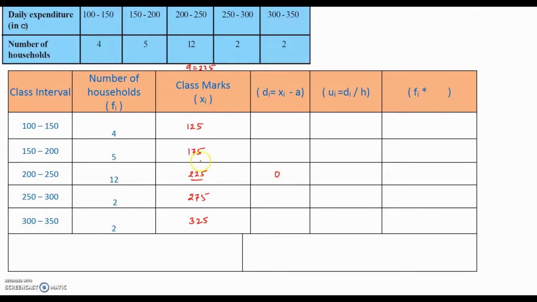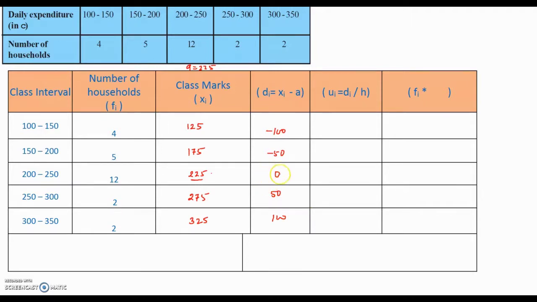Okay, what are the deviations? 175 minus 225. So that will be minus 50. This will be minus 100. This will be 50 and 100. The reason an assumed mean is taken midway is because some of them will be negative, some of them will be positive. So when you sum them up later on, it will be easier to handle it.